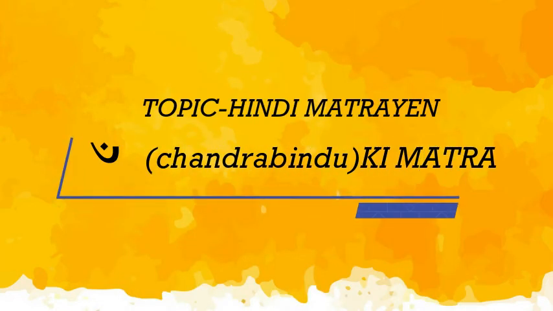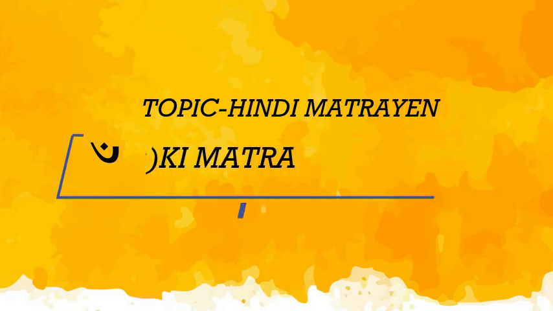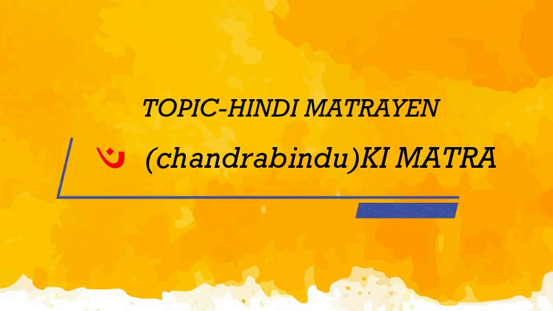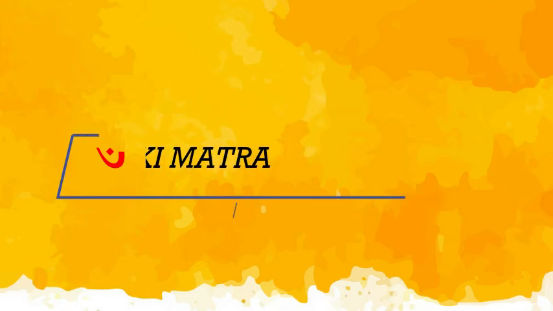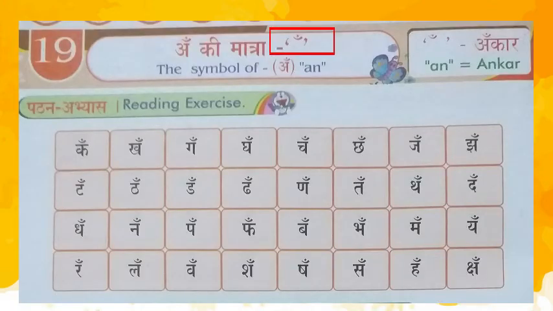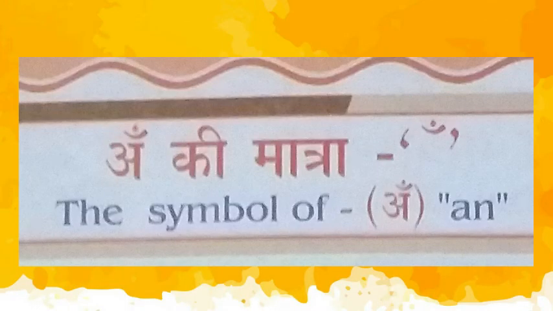So children, today we will learn about chandrabindu ki matra or ang ki matra. This symbol is always kept above the letter. This symbol looks like a half moon and a dot in it. When we pronounce this matra, the sound comes from both nose and mouth. And while we pronounce the matra, we keep our mouth wide open.